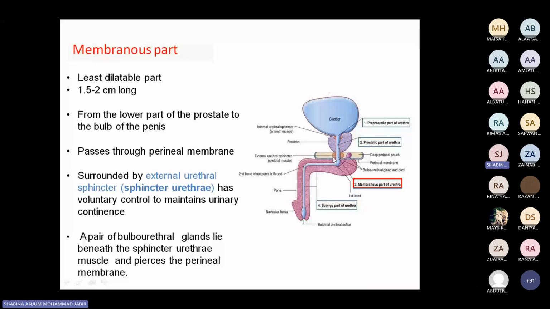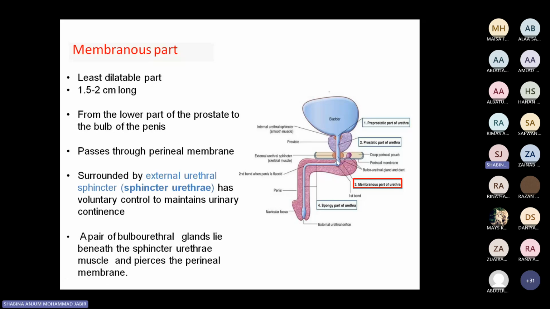Again there is one more sphincter, which is called the external urethral sphincter or sphincter urethrae. This one is the sphincter vesicae, and this is the sphincter urethrae. It is under our control, voluntary control, so that we can maintain urinary continence when we pass the urine or not.